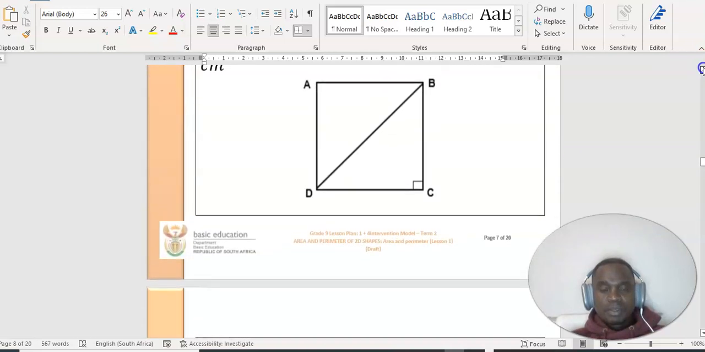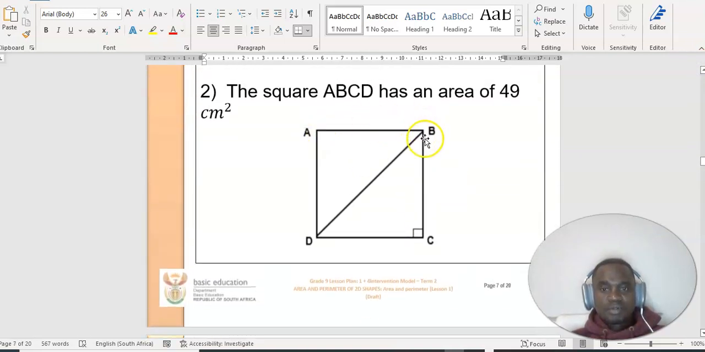Why? AB is equal to BC is equal to DC is equal to AD, because it's a square.